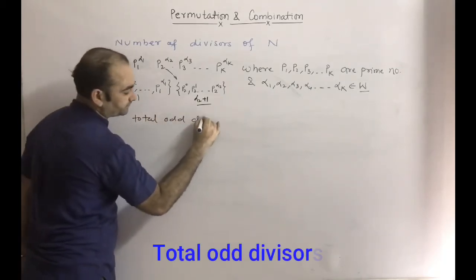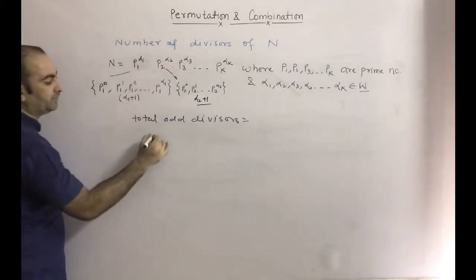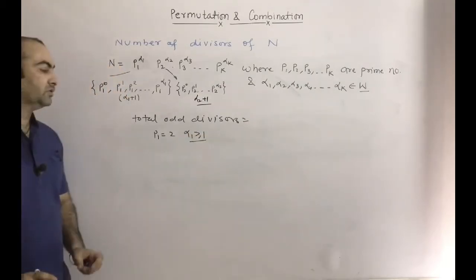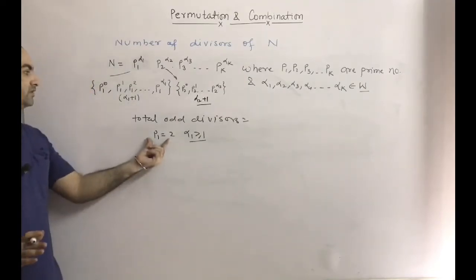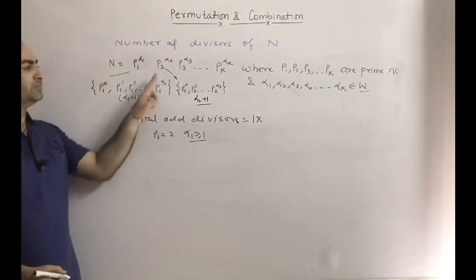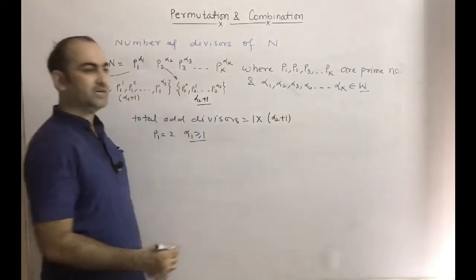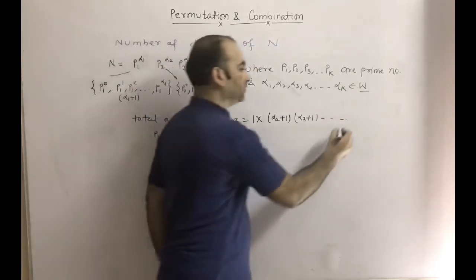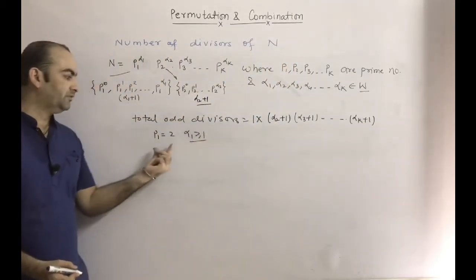Now here if you want to find out total odd divisors, if the least prime number is p1 and p1 is 2 and alpha 1 is greater than or equal to 1, that means we should not include 2 power 1, 2 power 2, 2 power 3 and 2 power alpha 1. So the selection of p1 is how many ways? Only one way, that is p1 power 0. So one way into selection of p2, how many ways? Alpha 2 plus 1. Selection of p3, alpha 3 plus 1 and so on. Selection of pk is alpha k plus 1. So this will be the total odd divisors if p1 is 2.